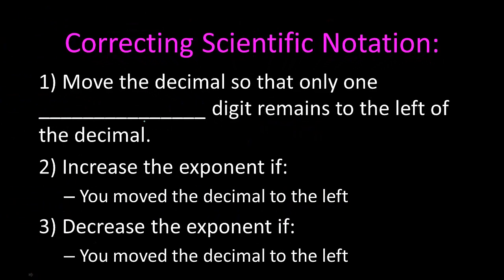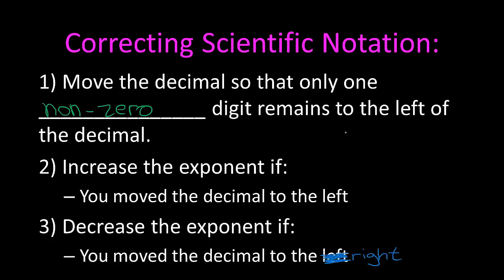Okay, correcting scientific notation. You need to move the decimal so that there is only one non-zero digit remaining to the left of the decimal. You increase the exponent if you move the decimal to the left, and you decrease the exponent if you move the decimal to the right.